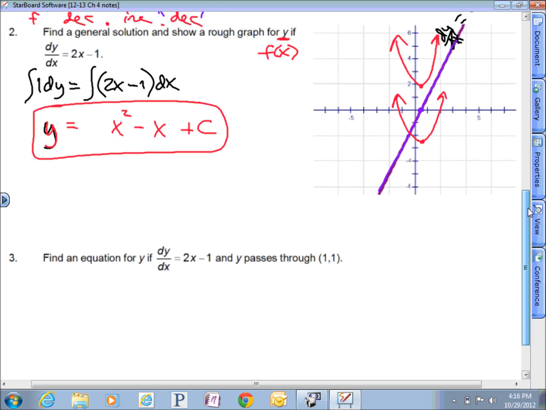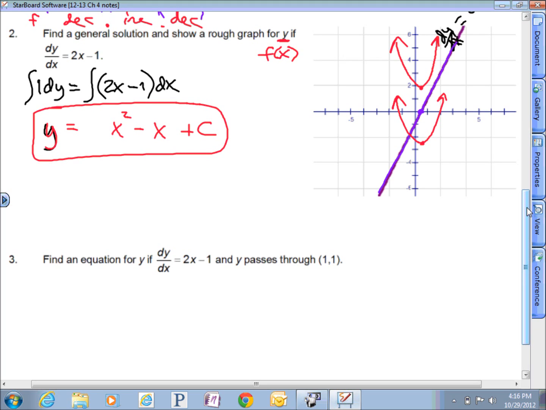Look at part 3. Here we are with the exact same type of question. The difference is this one's supposed to pass through the point (1, 1). So the point (1, 1), where's the point (1, 1)? Let's use a color other than blue so it shows up a little bit differently. So the point (1, 1) is right here. If the point (1, 1) is right there, I now have to have a function that passes through that point and has the minimum in the right spot.